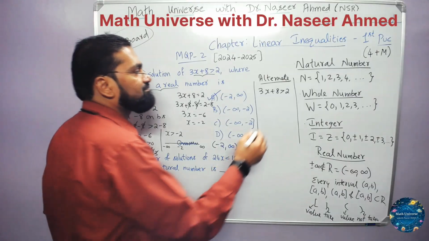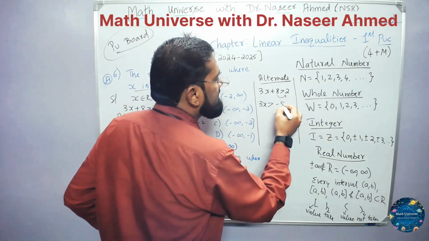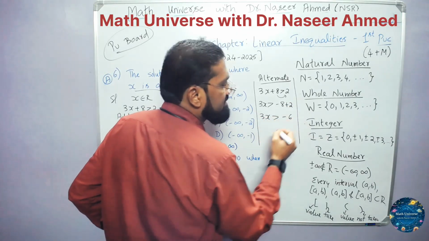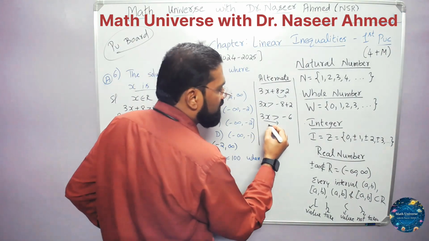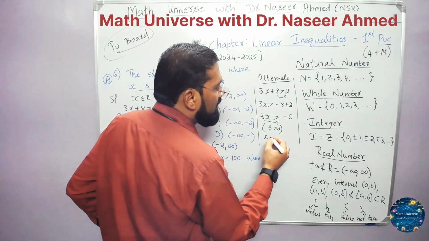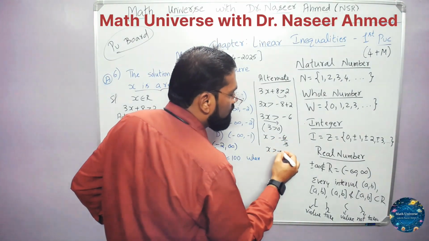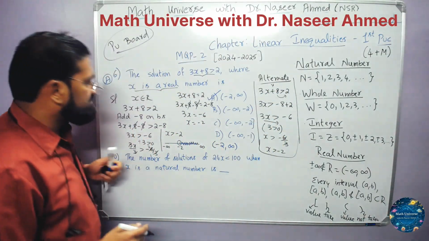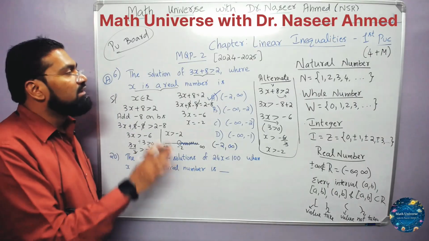Now see this here. I am transposing. 3x is larger than minus 8 plus 2, or 3x is larger than minus 6. Now when I cross multiply, I am cross multiplying a positive number, so the inequality will not change. But till you are perfect, don't go for this approach. Otherwise, this is always best. Okay, this is completed. Solution we got.